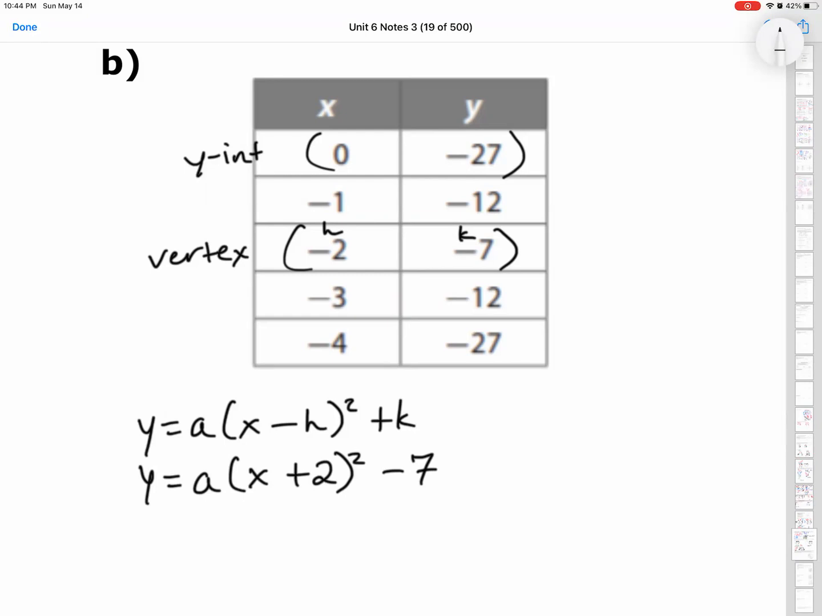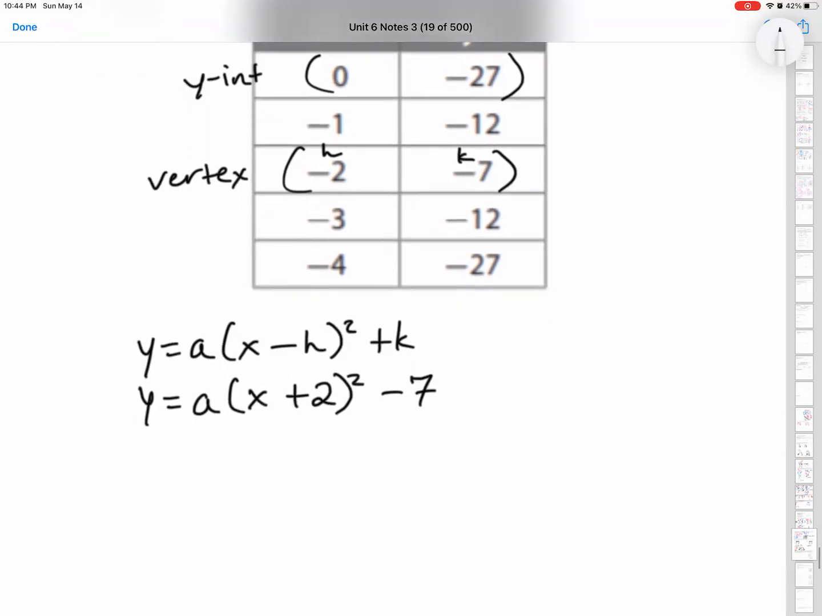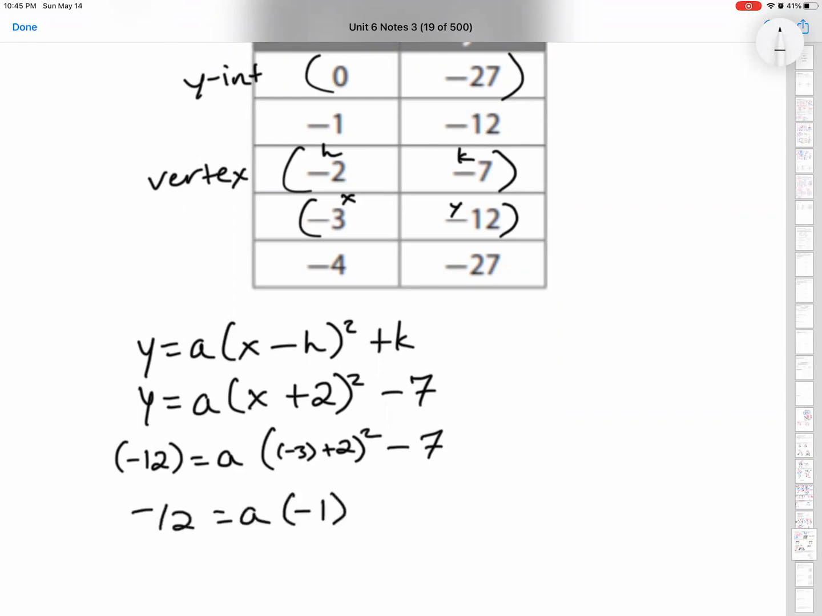Now we do have other values to choose from. So we'll go ahead and go with (-3, -12). So there's x and there's y. So -12 equals some a times -3 plus 2 squared minus 7. So -12 equals some a times -1 squared minus 7.